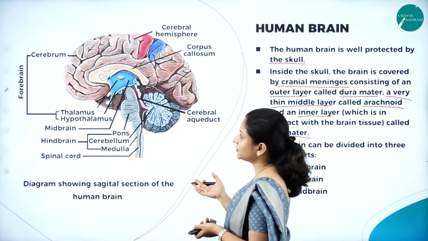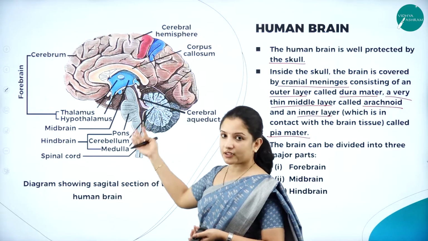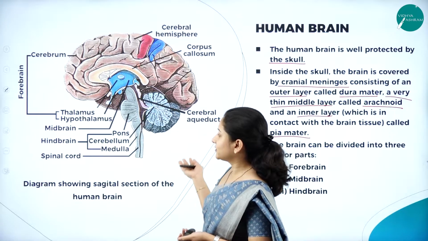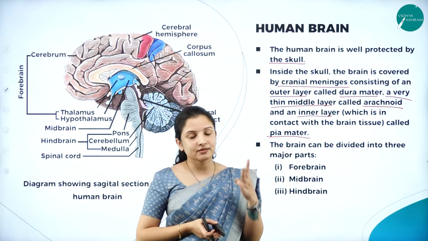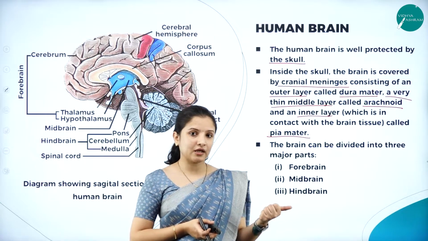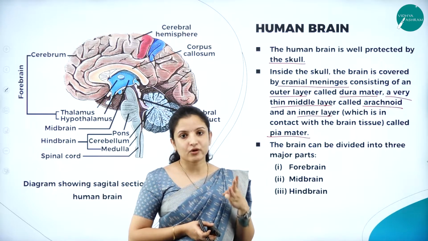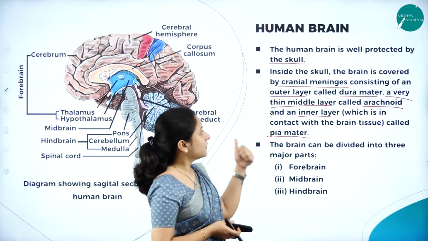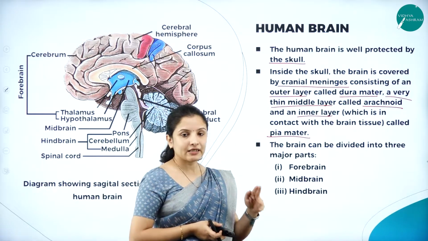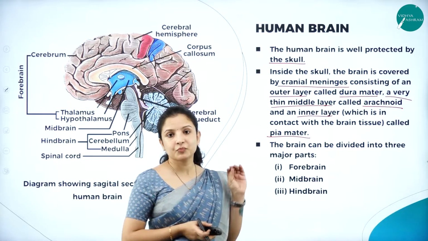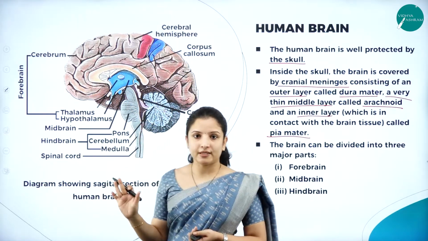They have not shown this, but they have just shown the cerebrum part of the brain. They have shown the diagram here, but the different coverings of the brain are not mentioned. So we need to understand that the brain is covered, apart from the skull, also inside the skull. The brain is covered by three important layers: the outer layer called the dura mater, the middle layer called the arachnoid, and the inner layer called the pia mater. And this pia mater comes in contact with all the tissues of the brain.